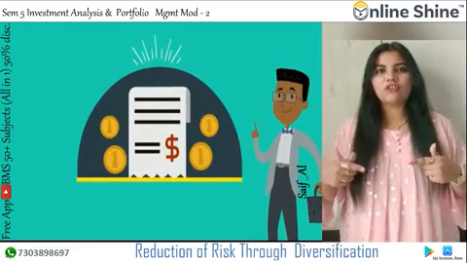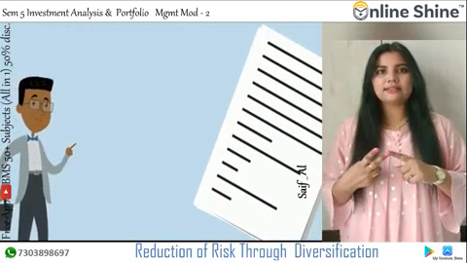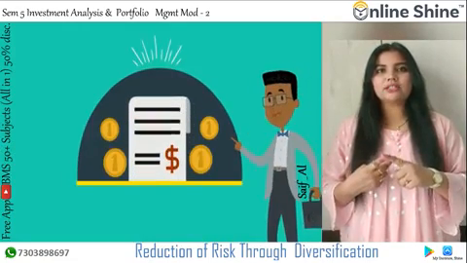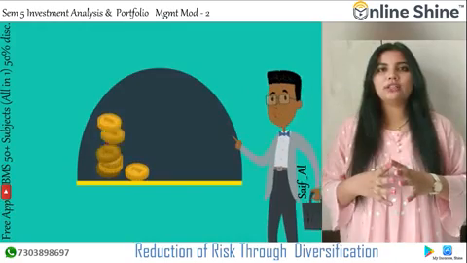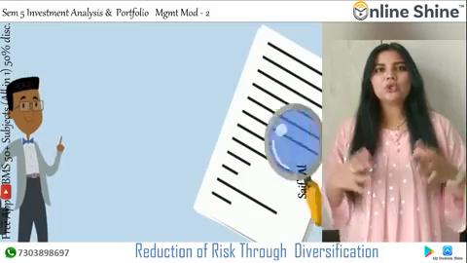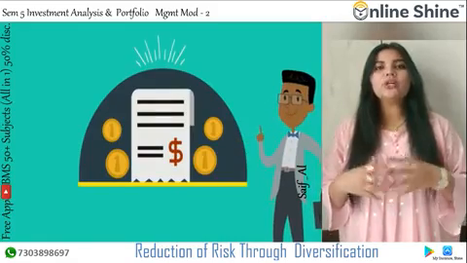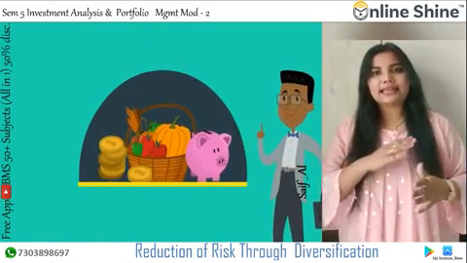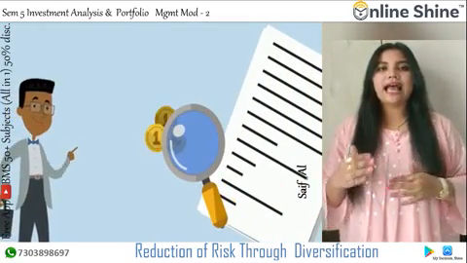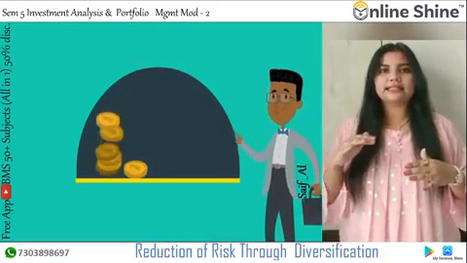So the total risk of an individual security comprises two components: the market related risk called systematic risk and the unique risk of that particular security called unsystematic risk. By combining securities into a portfolio, the unsystematic risk, which is specific to different securities, is cancelled out. Consequently, the risk of the portfolio as a whole is reduced as the size of the portfolio increases.